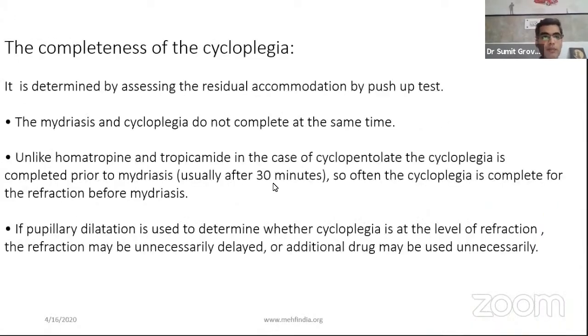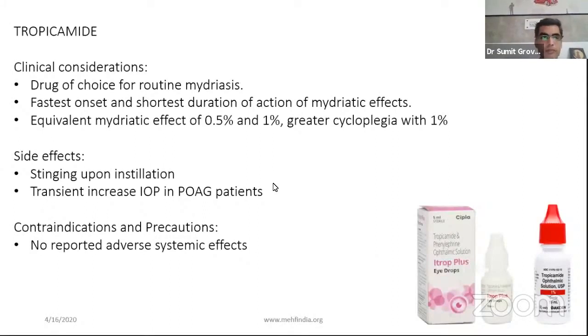Now we'll come to the individual drugs one by one. Tropicamide is the drug of choice for routine mydriasis, with the fastest onset and shortest duration of action, with an equivalent mydriatic effect of 0.5% and 1%, but greater cycloplegia comes with 1%.